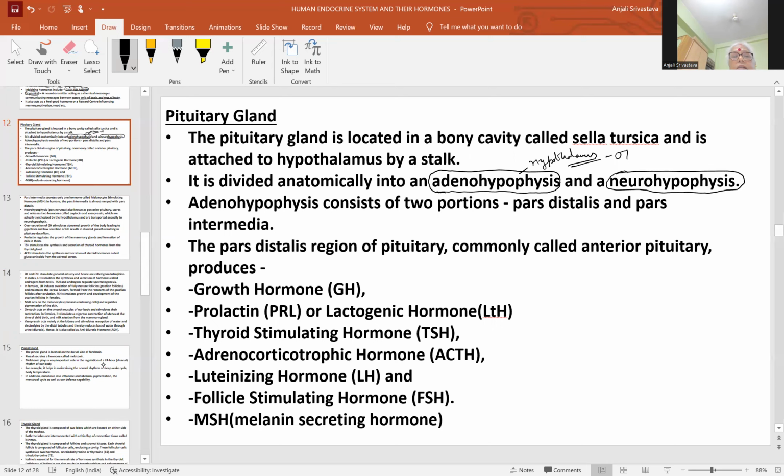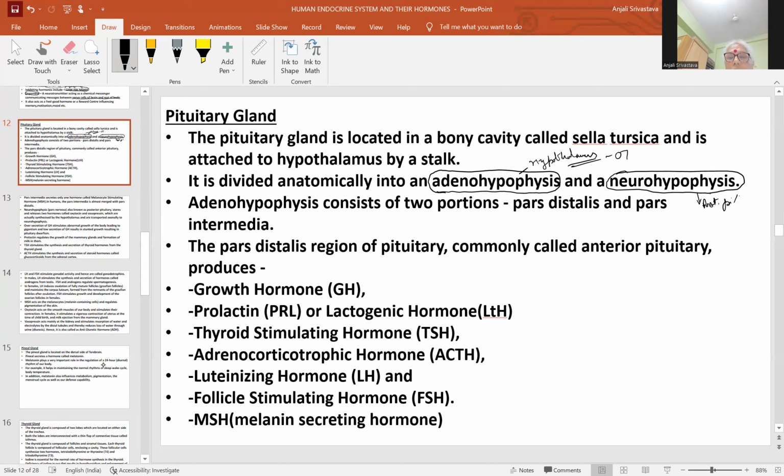This neurohypophysis is the posterior pituitary. It secretes 2 hormones, oxytocin and vasopressin. Oxytocin controls the birth process and the vasopressin controls the urinary secretions and all the urinary bladder, urinary urine secretion को control करता है, blood pressure को control करता है, cholesterol and other metabolic levels को control करता है. That is by the posterior pituitary.